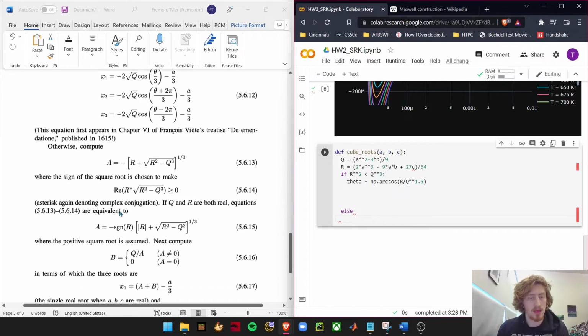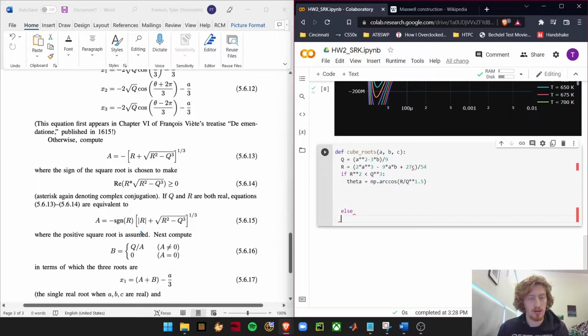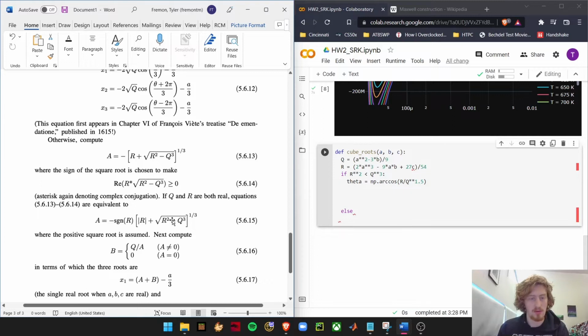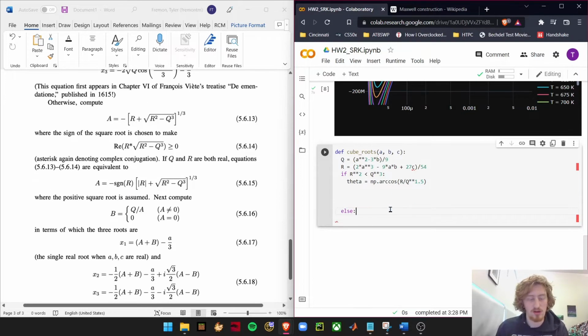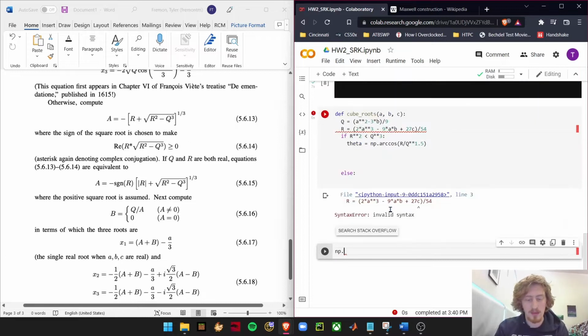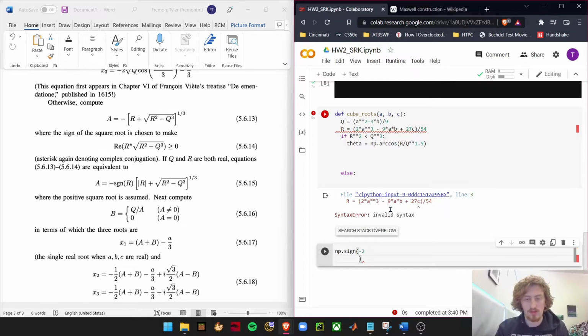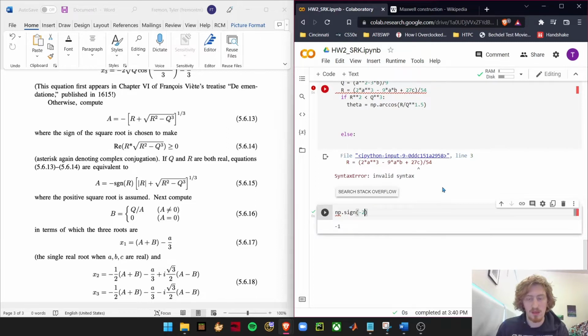From here, we want to calculate a, and a equals sign of r, and then the term absolute value of r plus the same thing up here, the square root of r squared minus q cubed, all to the 1/3. And one thing to note about this is the sign function here. All it does is that if you have a negative value, it will return a -1. If you have a value of 0, it will return a 0. And if you have a value that is positive, it will return a +1.